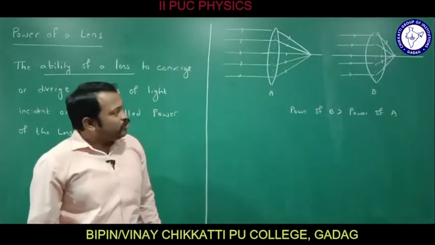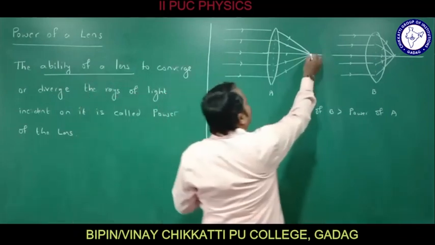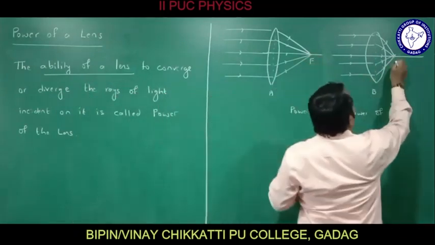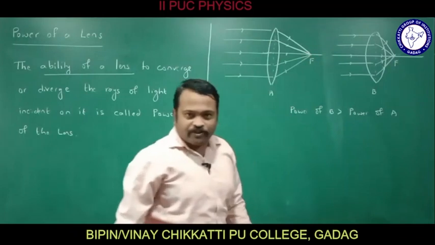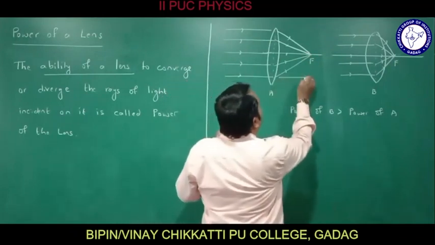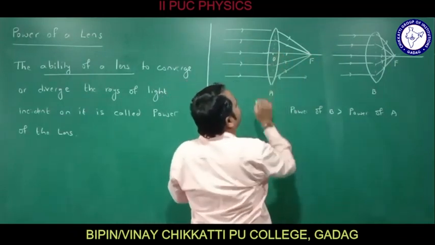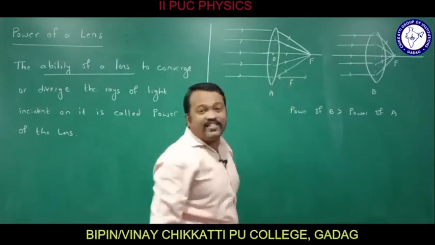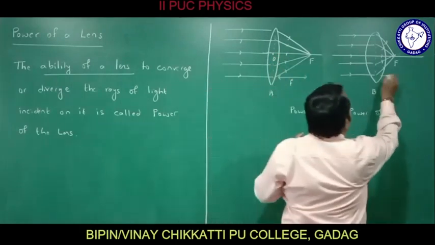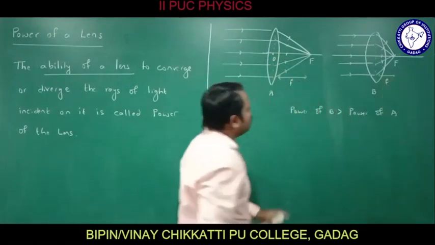Also, if you check one thing, this point is called the principal focus, and this point is also called the principal focus. Tell me, what is this distance called? This is the optic center. This distance is called the focal length. And what is this distance here? This distance is also called the focal length.